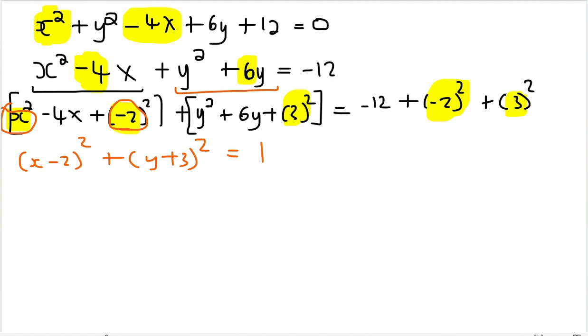And then now what you do is you've got this term here, it's x squared minus 4x plus negative 2 squared. We know that it's a trinomial, right?